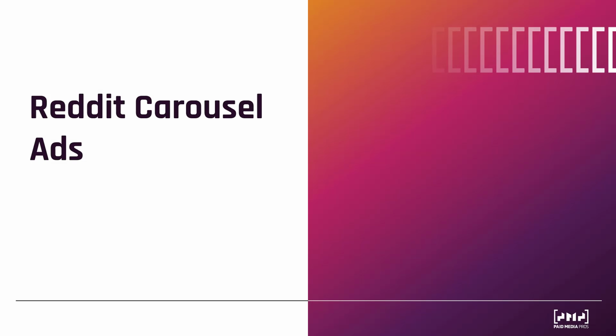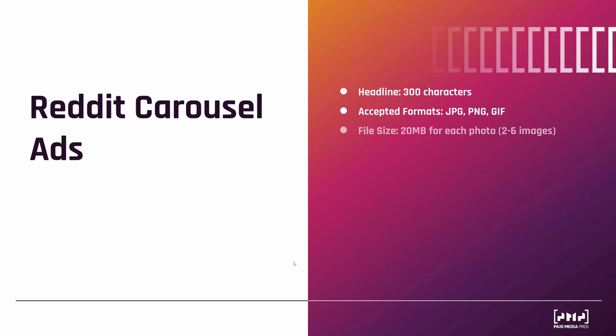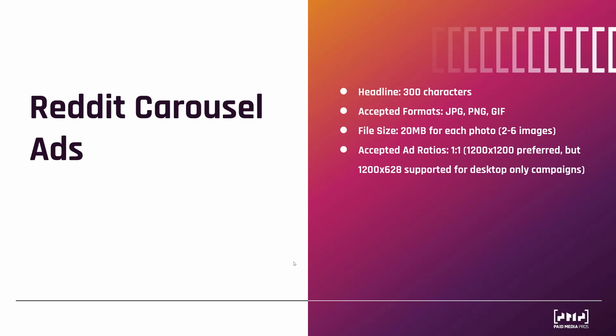The last ad format we're really going to go in depth about is going to be the carousel ad. Of course, you get 300 characters for your headline. Just like the image ad, the acceptable formats are JPEG, PNGs, and GIF. File size for each image card must be 20 megabytes, and you have to have at least two images that are part of your carousel, but no more than six. Really, the only accepted ad ratio, because they are going to be square cards, will be a 1-to-1 ratio.